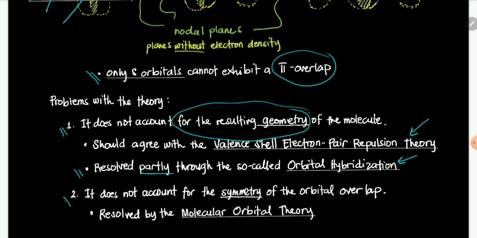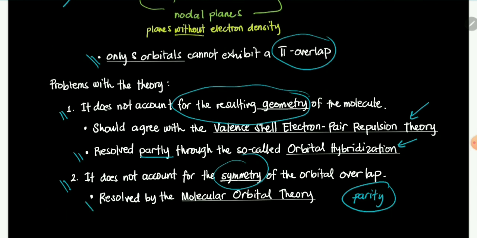Okay? Tapos may isa pang problem. It does not account for the symmetry of the orbital overlap. So hindi basta-basta ang orbital overlap kasi may mga tinatawag na parity ang ating mga orbitals. Meron tayong mga orbitals na in phase ang kanilang overlap, tapos meron ding out of phase. So sa valence bond theory, hindi pa pinapakita dito yung out of phase na overlap. Paano kaya naapektuhan ng symmetry ng orbital yung magiging resulting overlap? Okay? So nare-resolve siya actually ng molecular orbital theory, which again, i-discuss ko sa susunod na video.